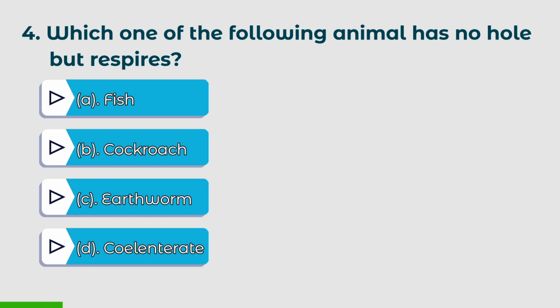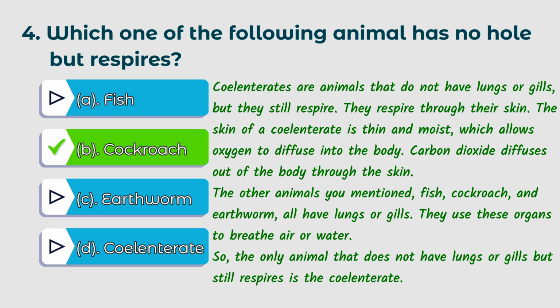Fourth question, which one of the following animals has no lungs but respires? Options: A. Fish, B. Cockroach, C. Earthworm, D. Coelenterate. The right answer is D. Coelenterate. Coelenterates are animals that do not have lungs or gills, but they still respire. They respire through their skin.